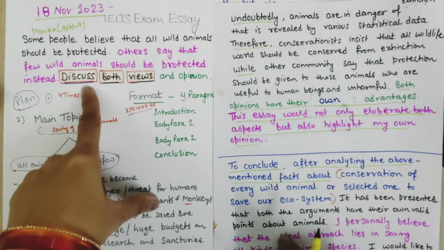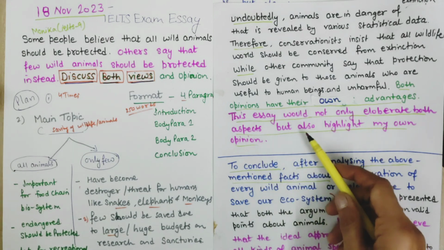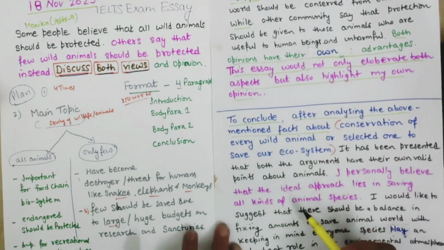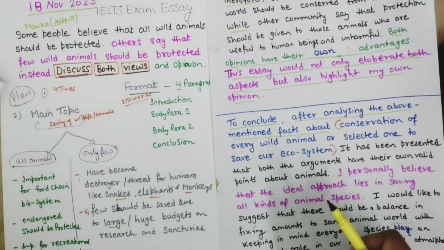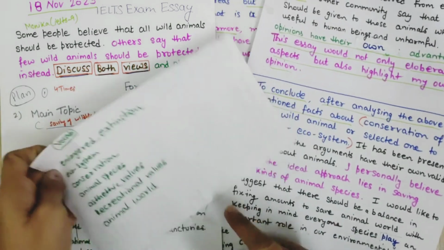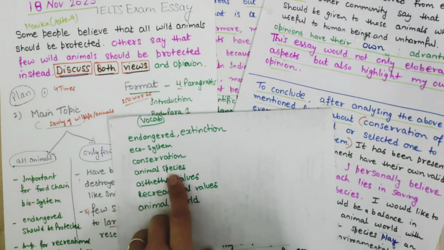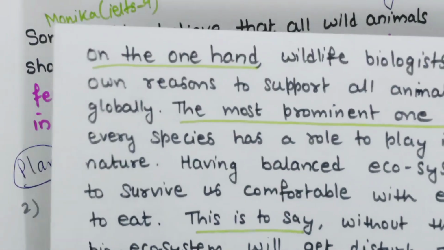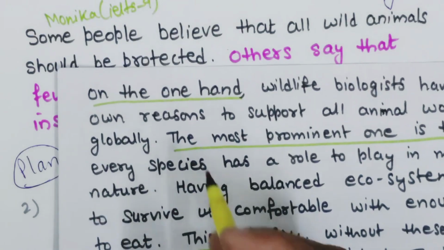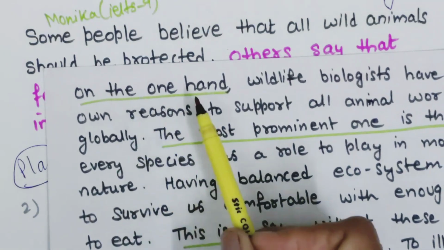So for this essay we have written this introduction, see this, and side by side the conclusion also, and we have discussed the vocabulary also. Now coming to body paragraphs 1 and 2. Because there are 2 points of view, I will start my body paragraph with "on the one hand."